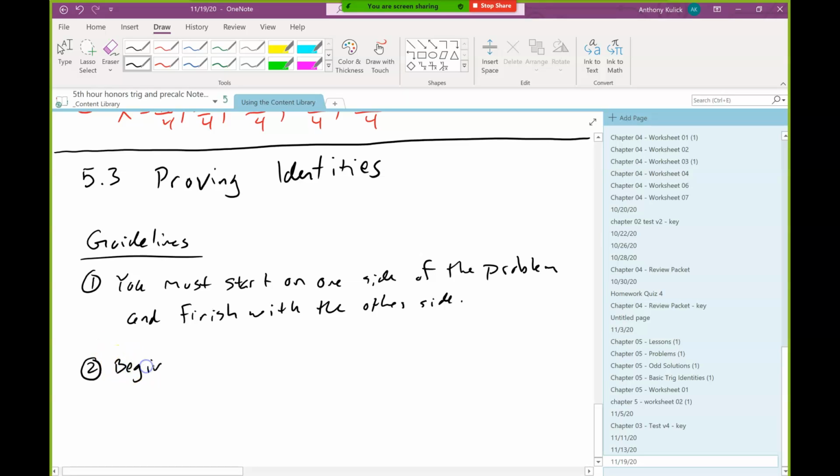So typically, you'd want to begin with the more complicated side and try to turn it into the simpler side. When we say complicated, we mean more terms, so things added or subtracted from each other is more complicated than a single term with a bunch of things multiplied or divided. Just like when we did the simplifying trig expressions, you want to end with something a little bit simpler.